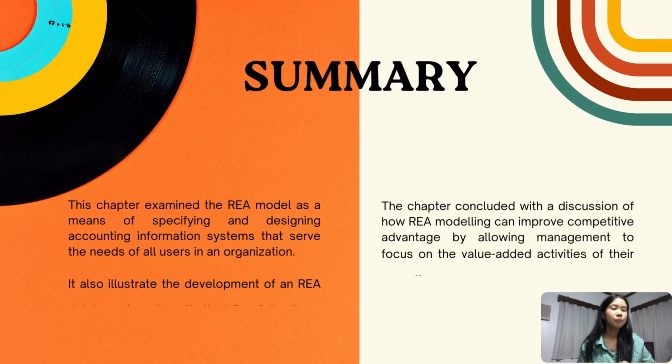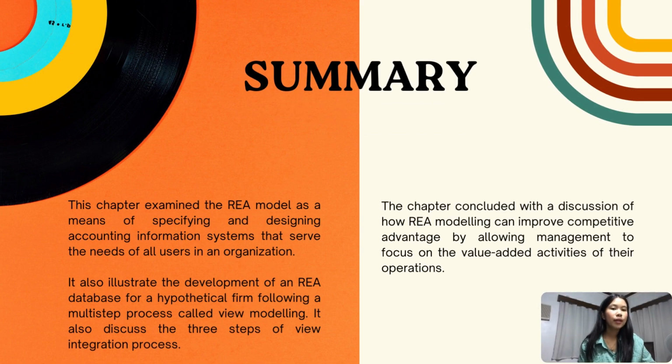And now for the summary. This chapter examines the REA model as a means of specifying and designing accounting information systems that serve the needs of all users in an organization. It also illustrates the development of an REA database for a hypothetical firm following a multi-step process called view modeling. The steps involved are: first, identify the events to be modeled; second, identify the resources changed by events; third, identify the agents participating in events; and lastly, determine associations and cardinalities between entities.